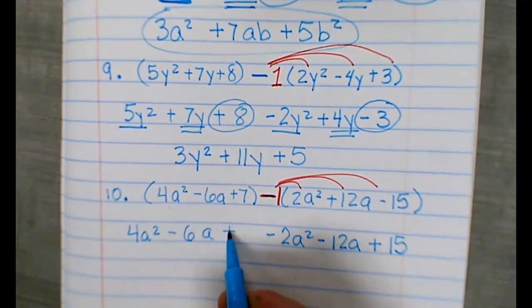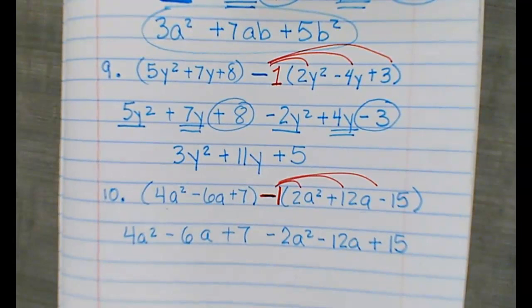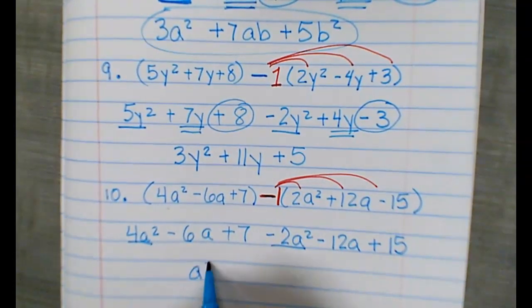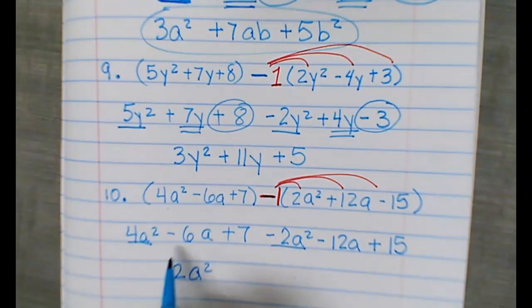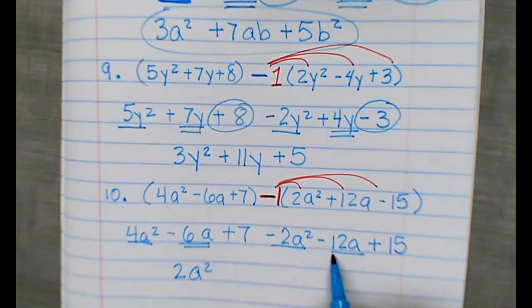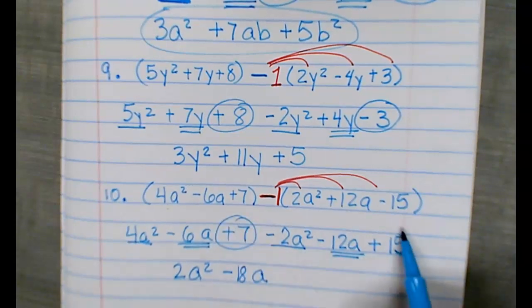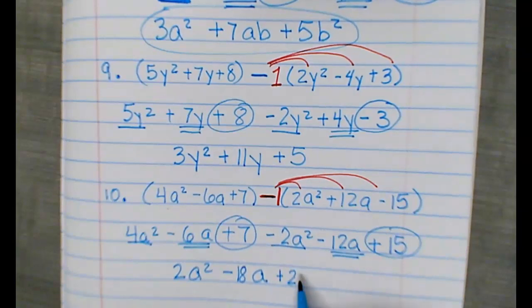Drop the parentheses, combine like terms. This term and this term are alike. They are a squared. 4 plus a negative 2. This term and this term are alike. Negative 6 plus a negative 12. This term and this term are alike.